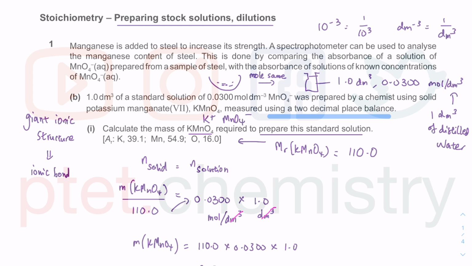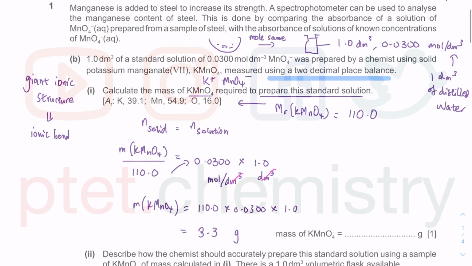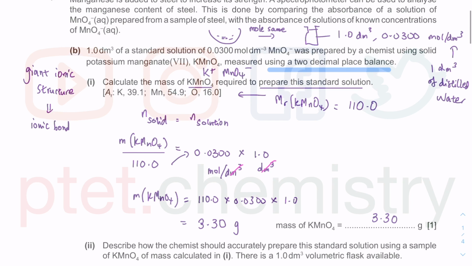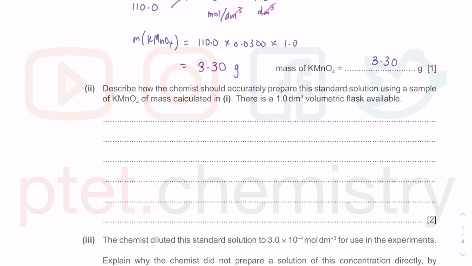This thing is 1 decimal place. You want to prepare using a 2 decimal place mass balance. So the mass that you're going to get from a 2 decimal place balance will not be 1 decimal place. It will be 3.30. That's what your calculator shows you, 3.3, but your brain needs to think a little bit better to decide better. Now describe how you can accurately prepare this standard solution.